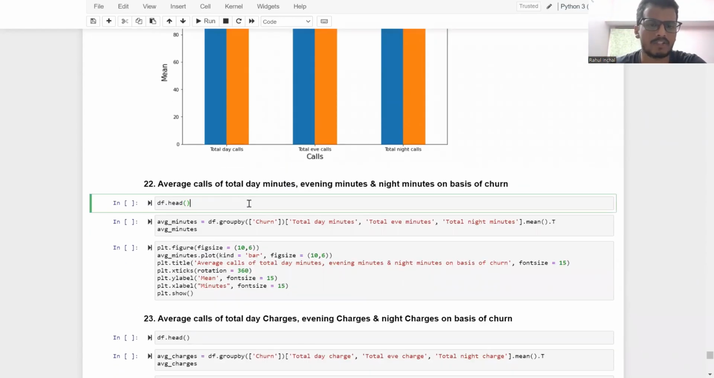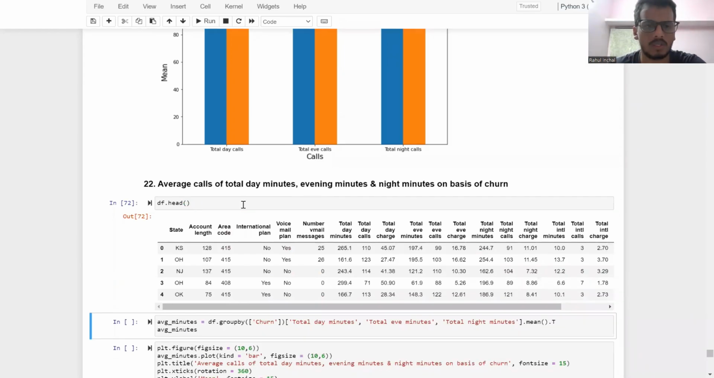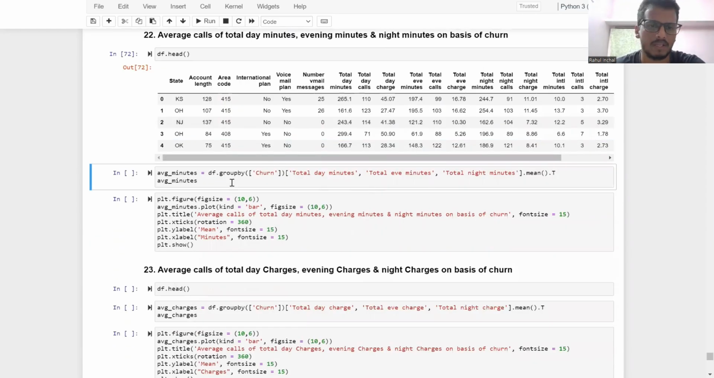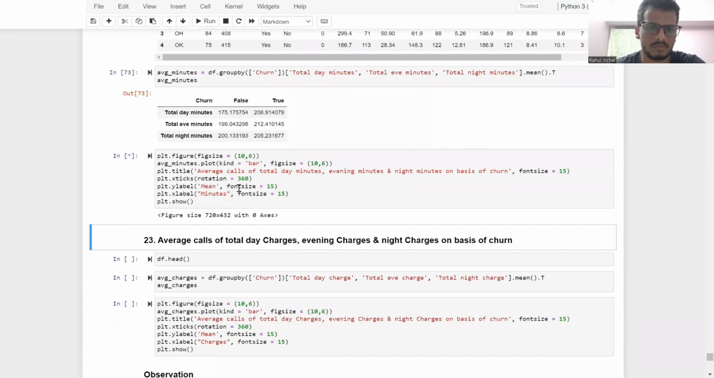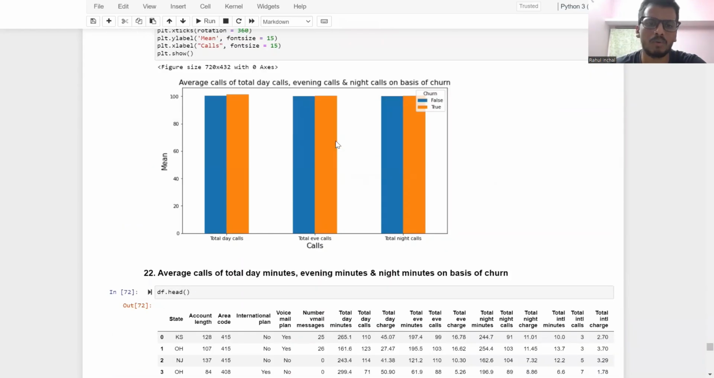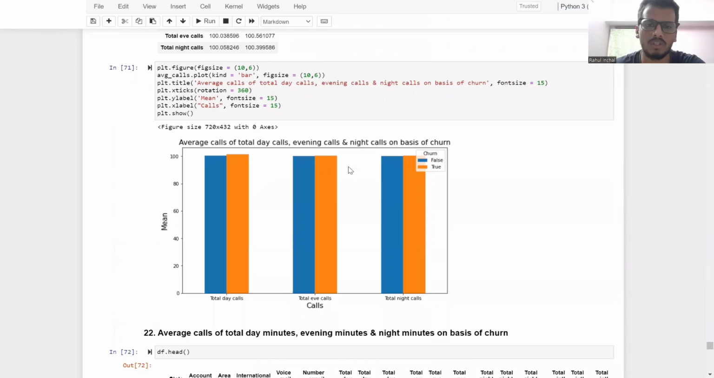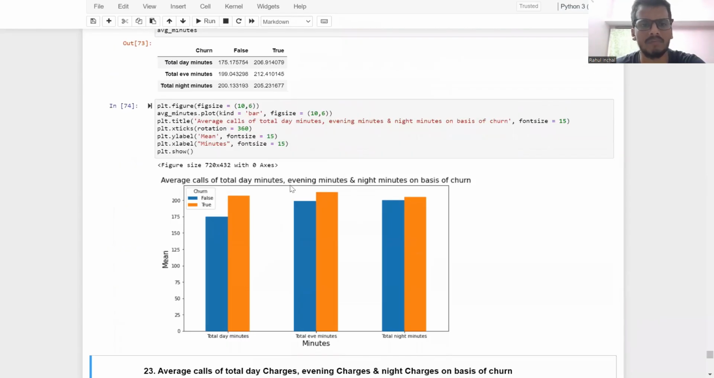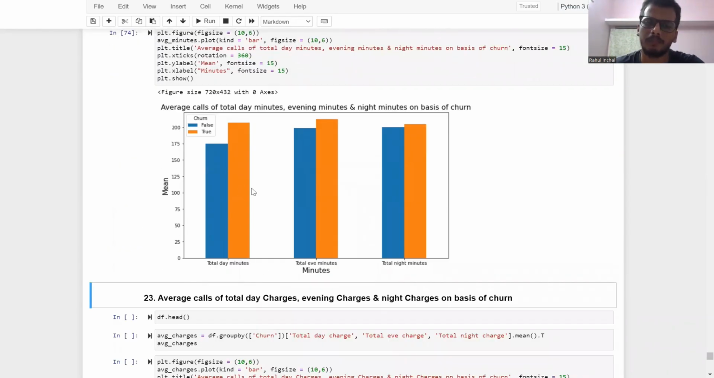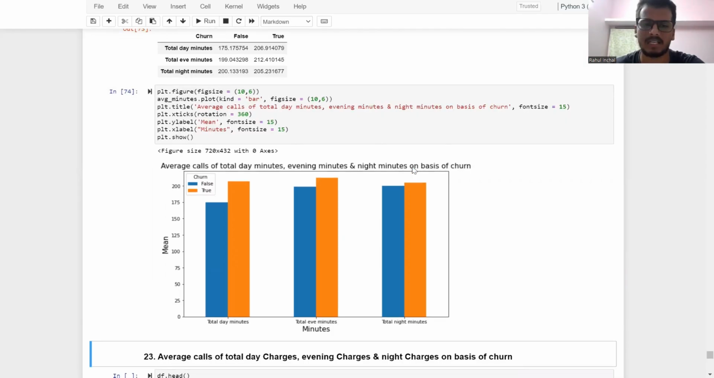Fine, and then average calls for total day minutes, evening minutes, and night minutes. So this is one. Which we can say, compared to the total day calls, evening calls, and night calls, in the evening the churn rate is less. The churn rate is less for day minutes. Okay, the retention is more. Similarly for the other two, evening minutes and night minutes as well.